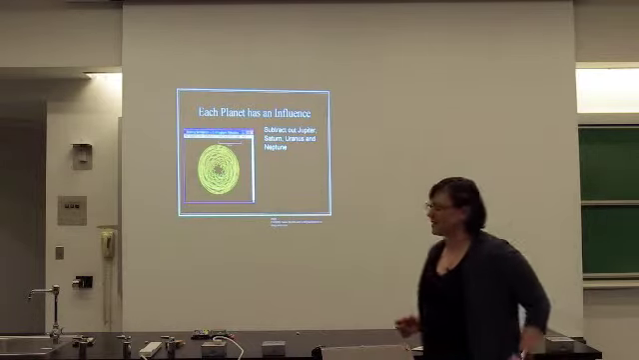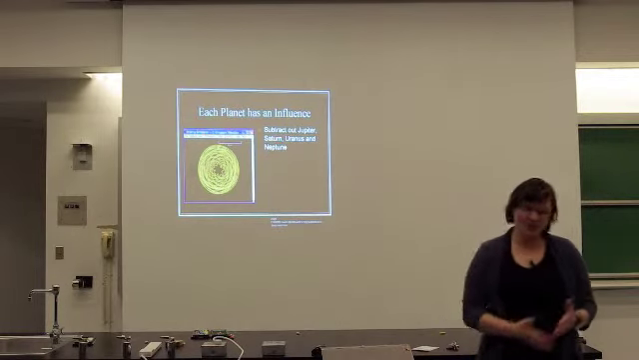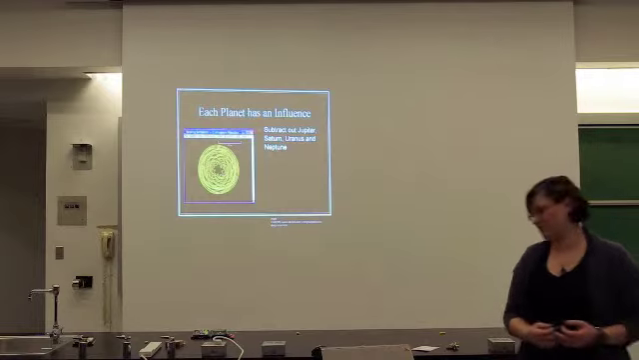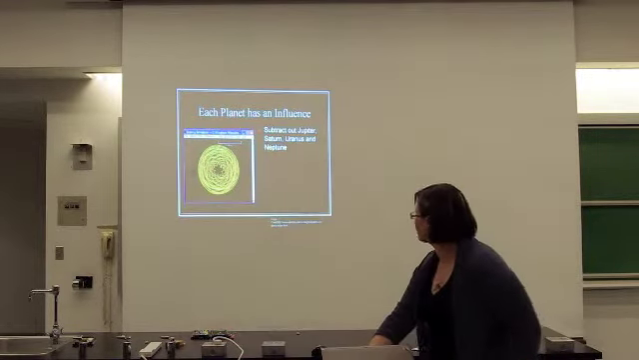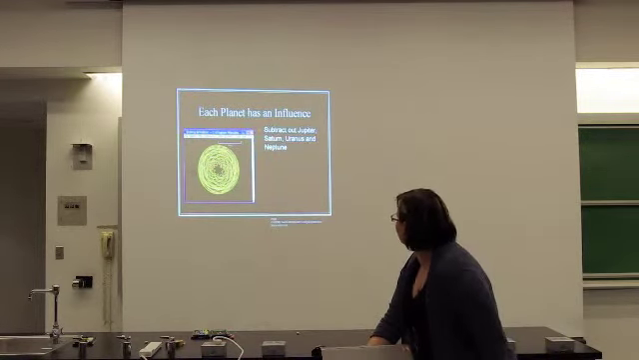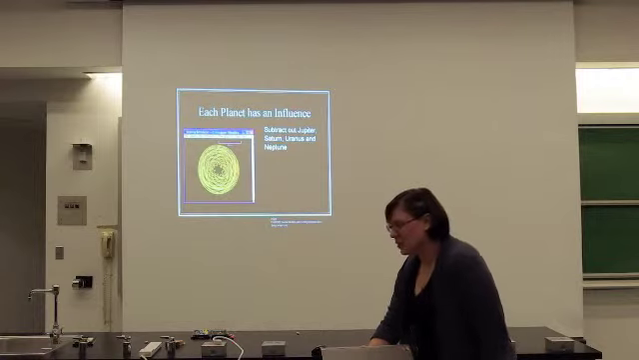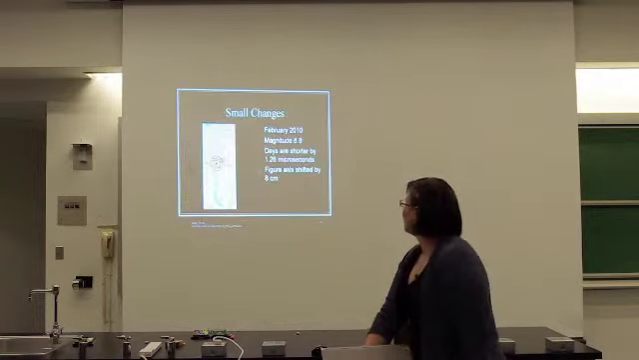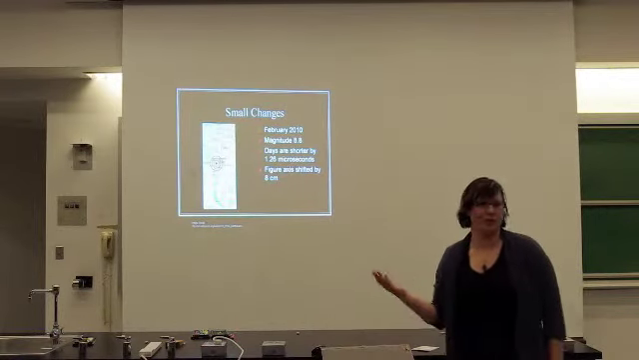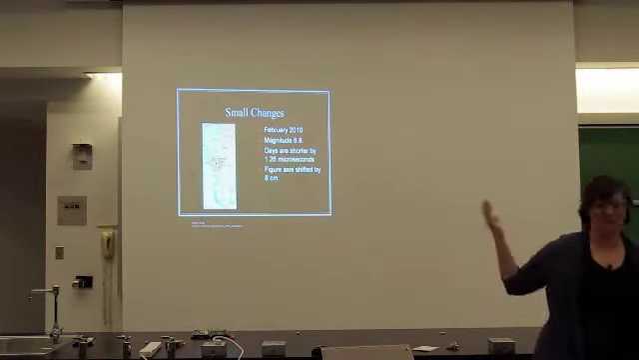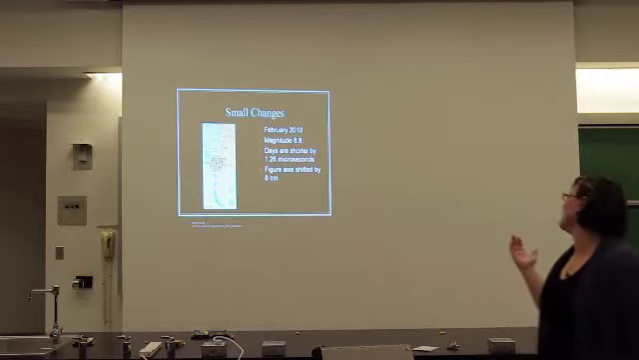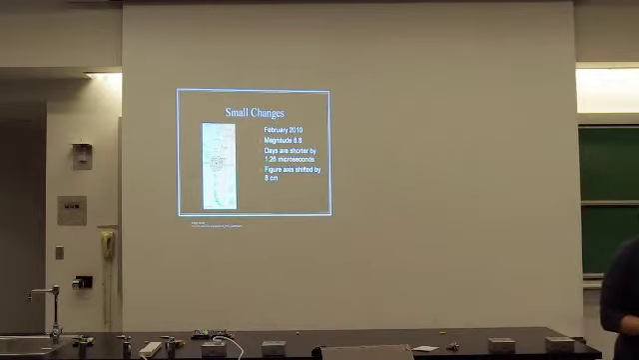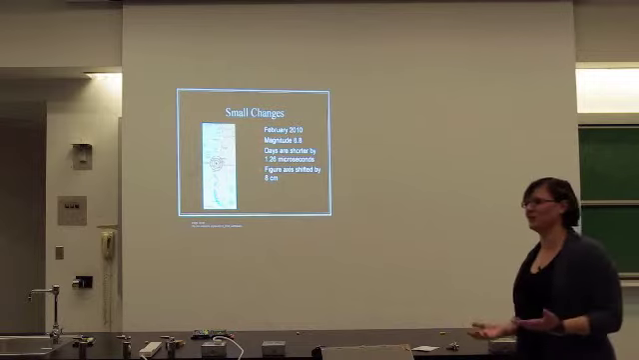So each planet has an influence, not only on the sun in this example, but each planet influences all the other planets as well as they go around. And these influences can cause rich dynamical behavior. And even small changes are important. If you remember the earthquake that happened in Chile this year, it was magnitude 8.8, which if you know anything about earthquakes is a big one.